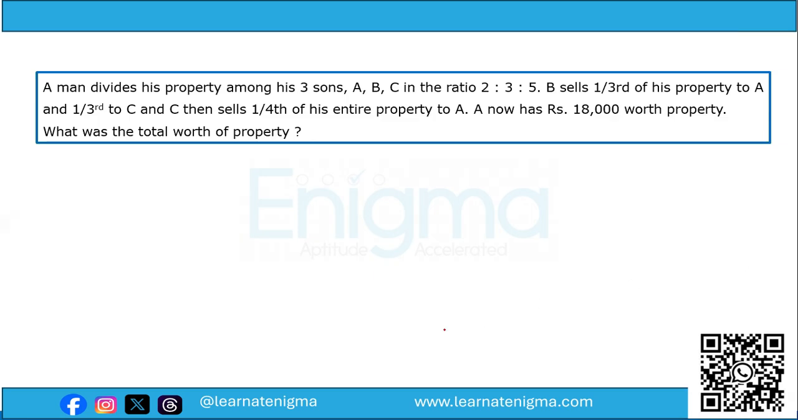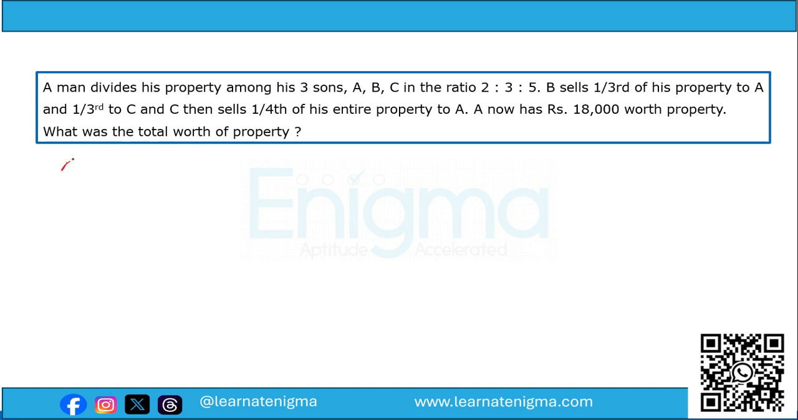A man divides his property among his three sons A, B, C in the ratio 2:3:5. B sells one third of his property to A and one third to C, and C then sells one fourth of his entire property to A. A now has rupees 18,000 worth property. What was the total worth of property?